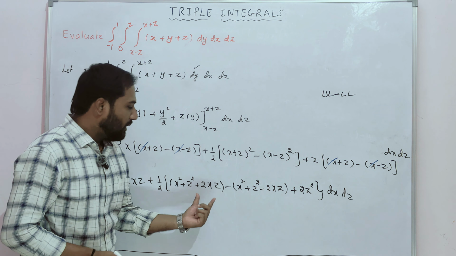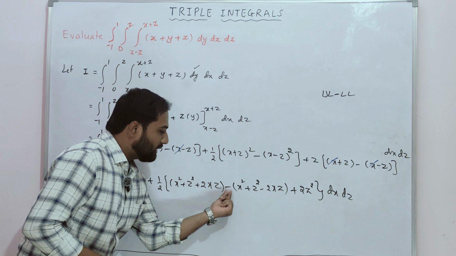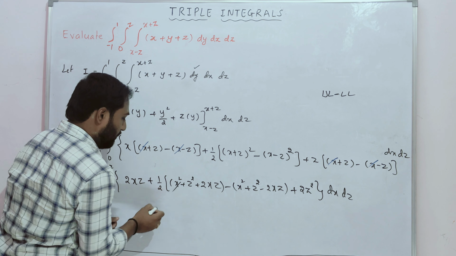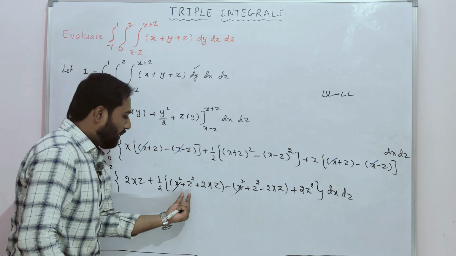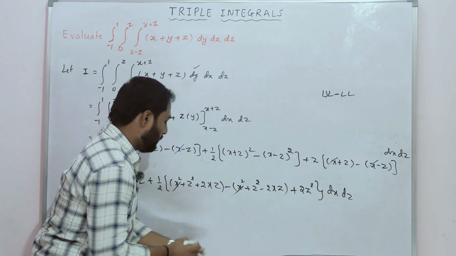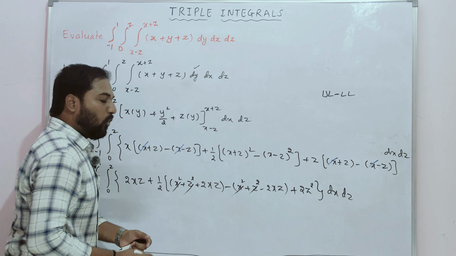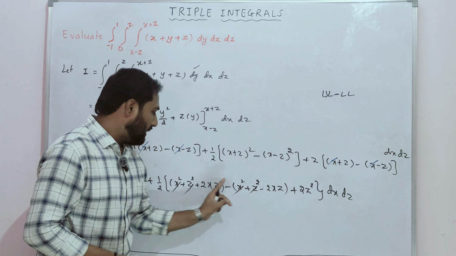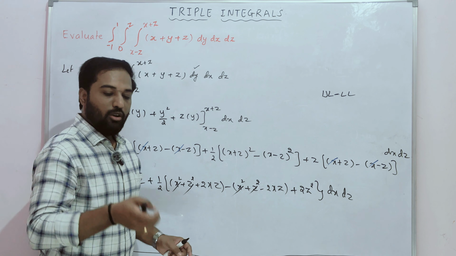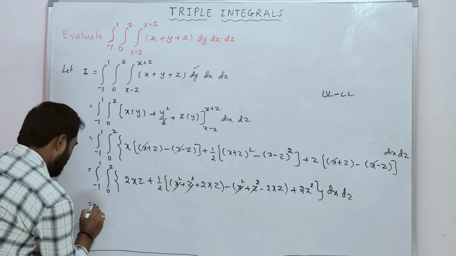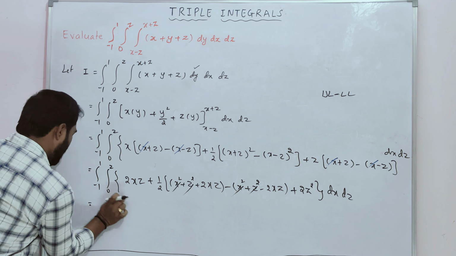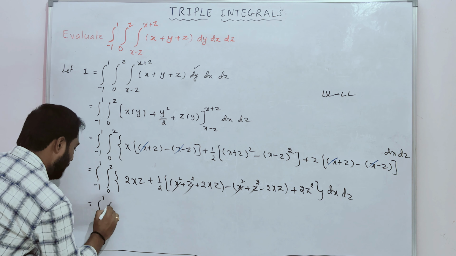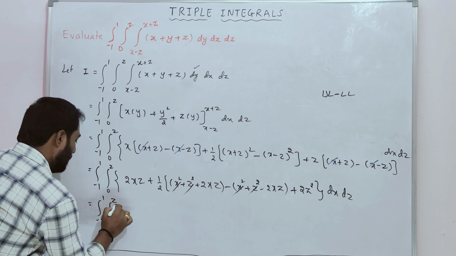Let us write dx and dz derivatives as it is here. Now if you observe here, plus x square and this minus x square get cancelled. So plus x square minus x square, and plus z square minus z square, this also gets cancelled. What remains? This minus into minus plus, plus 2xz plus 2xz. It becomes 4xz. Let us see. So keeping the limits as it is, minus 1 to 1 and 0 to z.